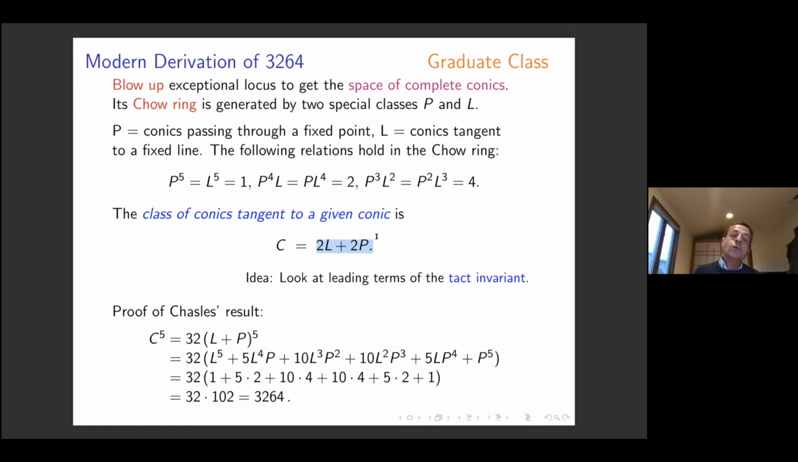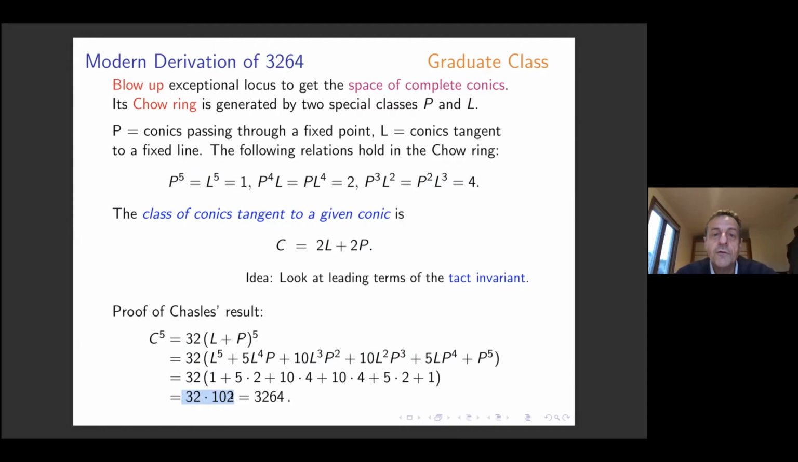Now here's the conclusion. All you need to know is the binomial theorem. Once you have this expression, you raise it to the fifth power, because you want to self-intersect this class 5 times. So C to the fifth is the number of conics tangent to 5 given conics. I pull out 2 to the fifth, so that's 32 times (L plus P) to the fifth. Here's the binomial theorem for the fifth power. Then I substitute in these things, I get 32 times 102, and that's our number, 3,264.